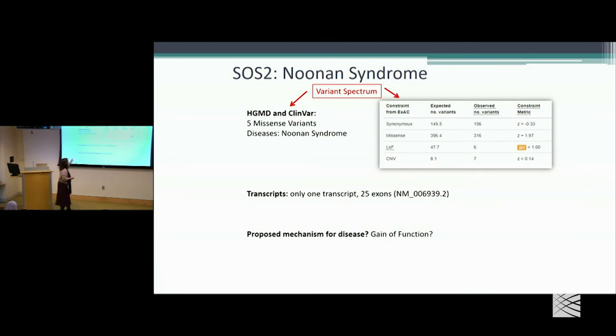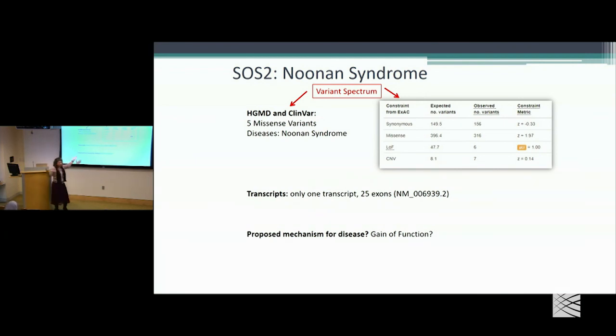SOS2 and Noonan syndrome. In this case, there have been 5 missense variants reported in association with Noonan syndrome. The gene is constrained for loss of function variants. However, Noonan syndrome is a largely gain-of-function disease, due only to missense variants in most of the genes. So the mechanism is probably not loss of function, so the constraint score and ExAC data for loss of function may not be that relevant. It is a little constrained for missense as well, but not to say devoid of missense.